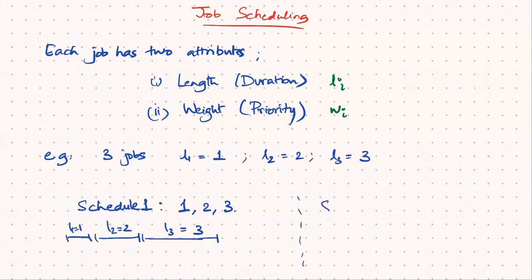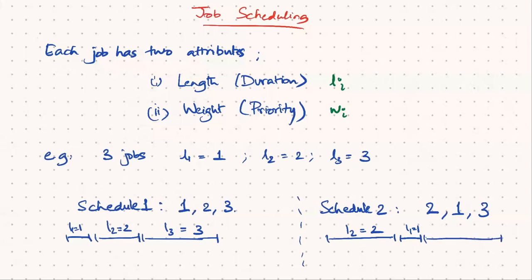Let's look at another schedule where we first schedule job 2, then we schedule job 1, and then we schedule job 3. In this case, the first job that is scheduled has duration 2. Then the next job, job 1, is scheduled, which has duration L1 equals 1. And finally, job 3 is scheduled, which has duration 3 time units.